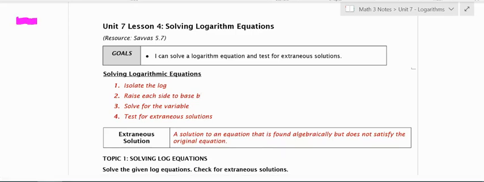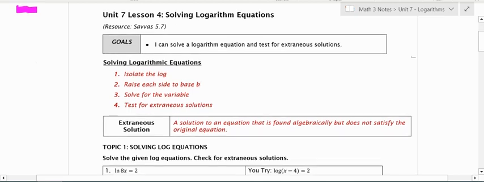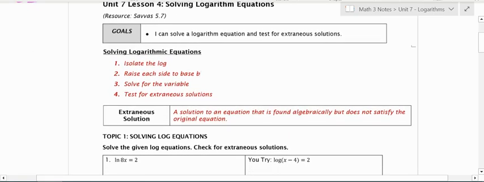This is the video for Unit 7, Lesson 4, solving logarithm equations. So the goal is we're going to be using our properties of logs and what we already know about logs to solve equations and testing for extraneous solutions.